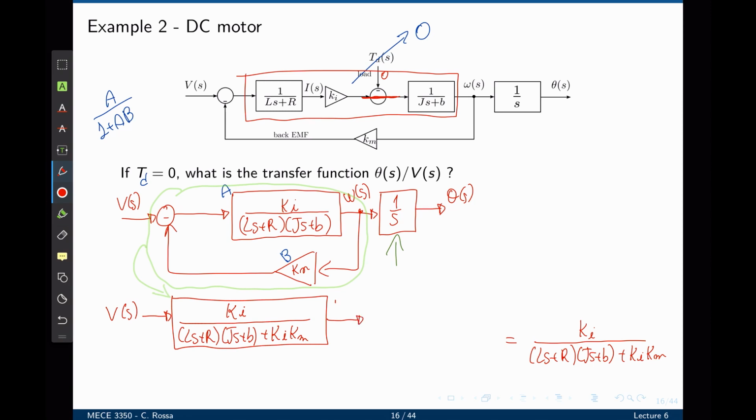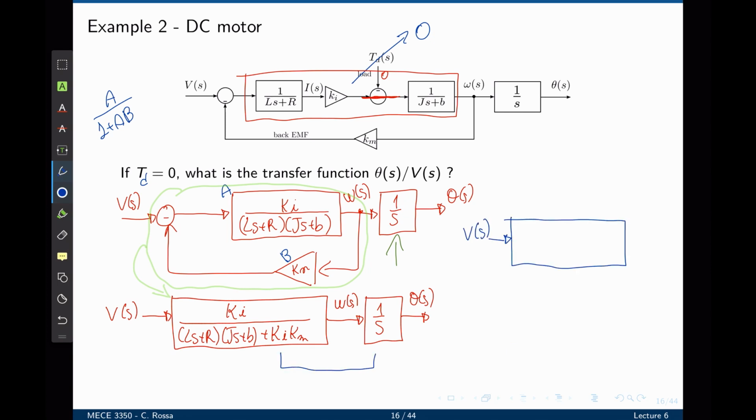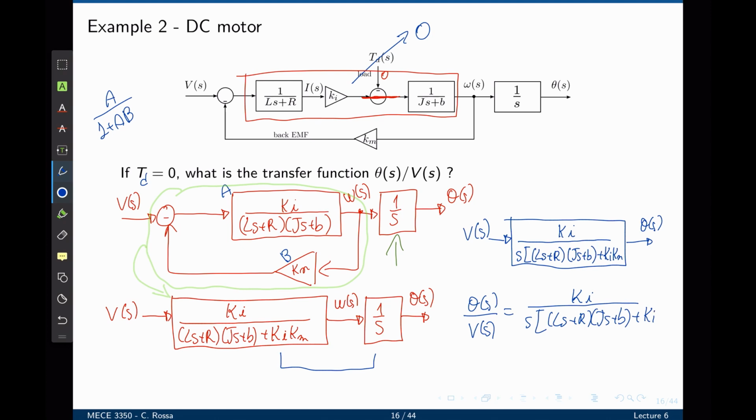The output is omega of s here that passes through 1 over s and gives theta of s. Now these two blocks can be combined, and the output now becomes theta of s. So theta of s over V of s equals Ki over s times (Ls plus R)(Js plus B) plus Ki Km. And this is now the transfer function between the input and the output of the DC motor.